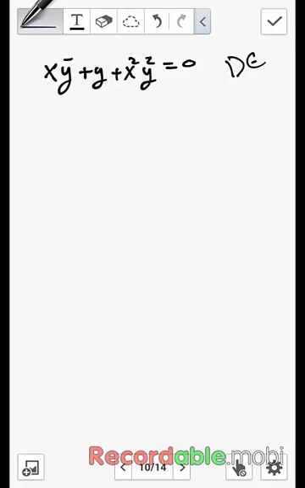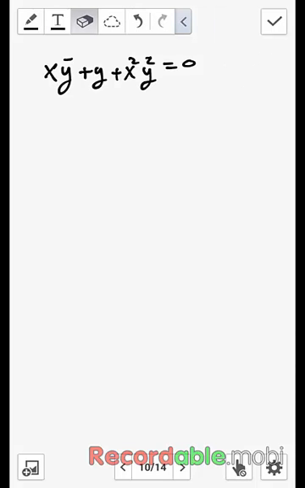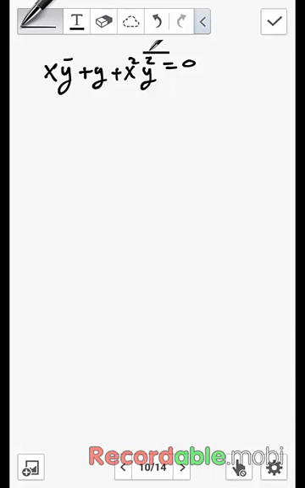This differential equation, by the way, is called a Bernoulli equation. It's a nonlinear differential equation. Why nonlinear? Because we have y with order 2. It's a first order nonlinear differential equation.